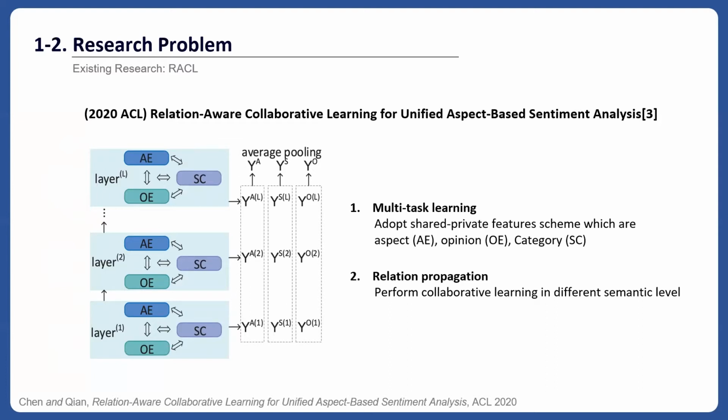The model is divided into two steps: multitask learning and relation propagation. At the first step, multitask learning adopts shared and private subtasks, which are aspect extraction, opinion extraction, and sentiment classification. These tasks jointly learn the shared features. After training the features, the relation information should be propagated to another layer. By the multi-stacked layers, it performs collaborative learning at different levels.